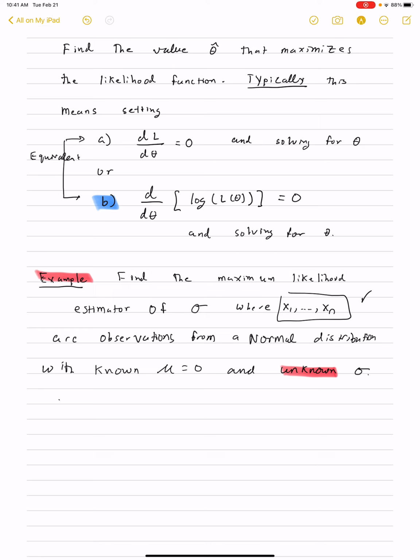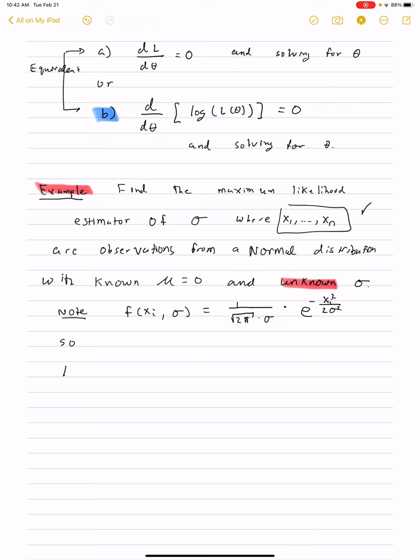But one thing that we're going to note is because our data comes from a normal distribution with unknown sigma, each of our observations, f of xi, has probability density function given by a normal distribution with mean equal to 0 and unknown standard deviation sigma. So this will be minus xi squared divided by 2 sigma squared. Okay, that is the density function for each of the normal distributions, and you just need to look up the density formula.